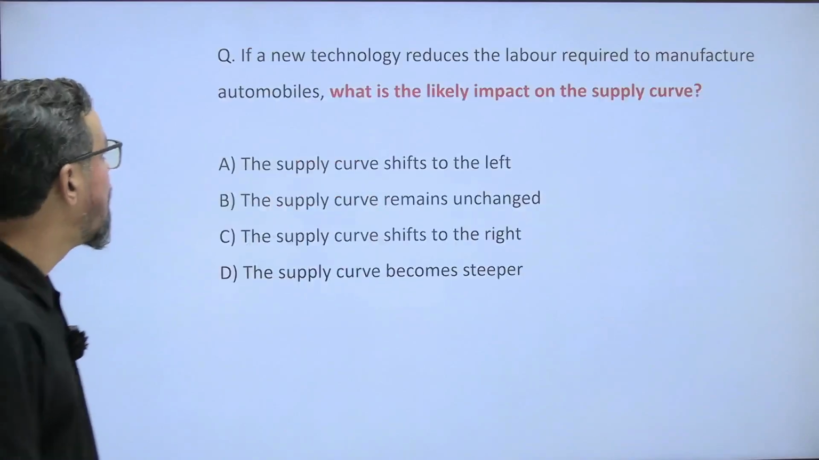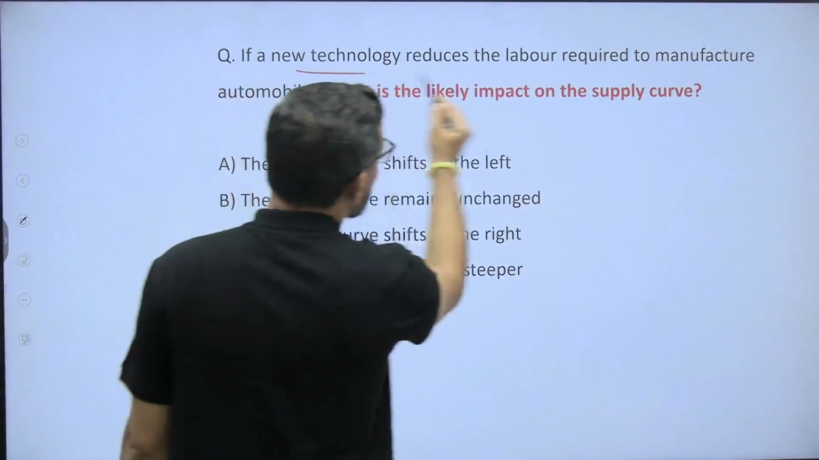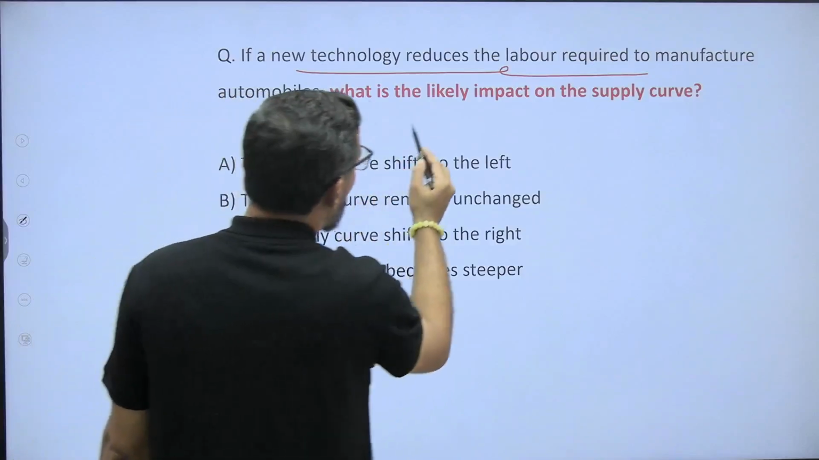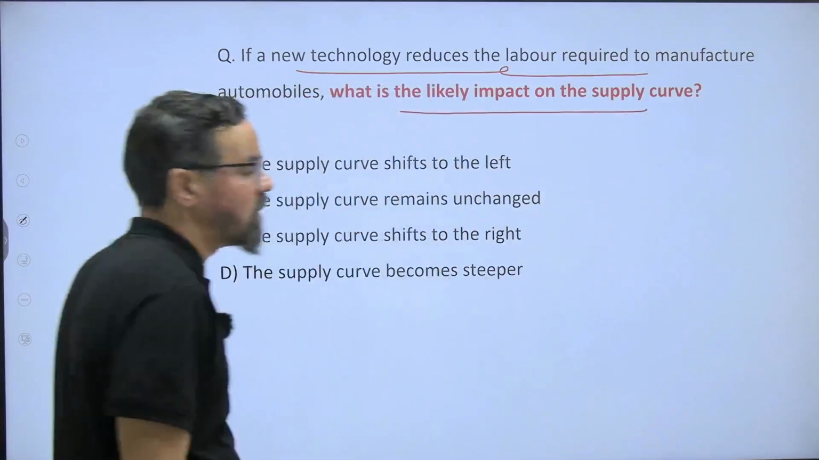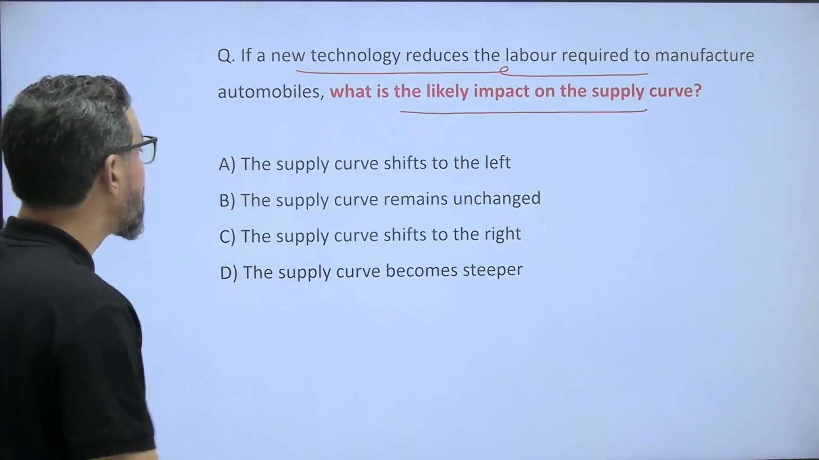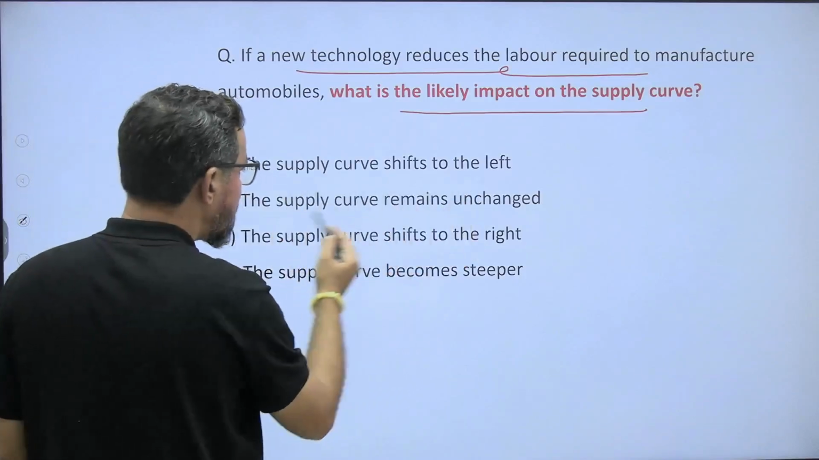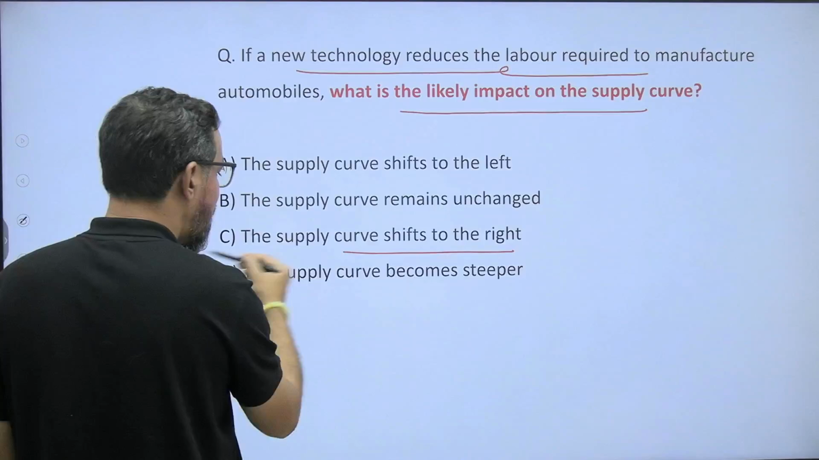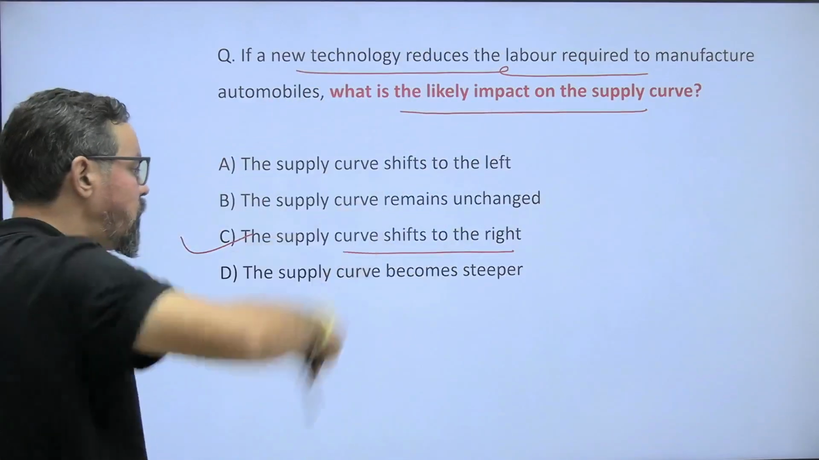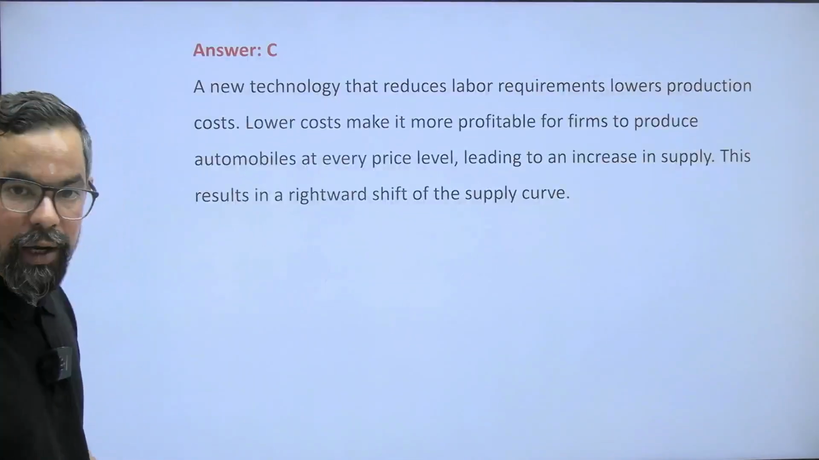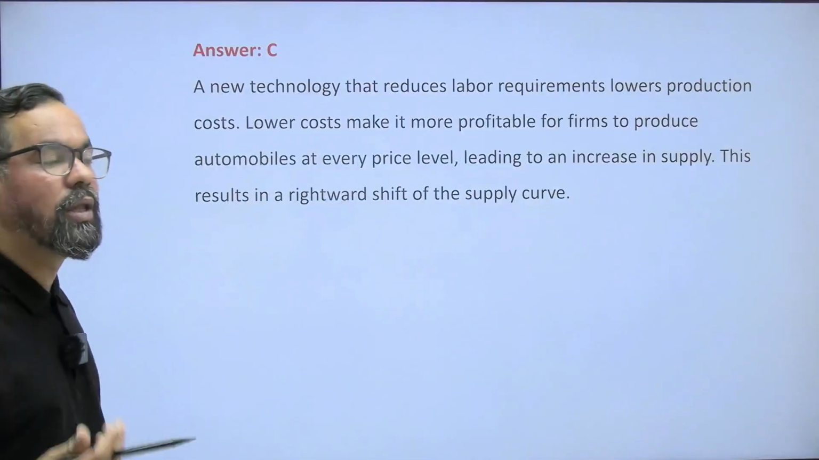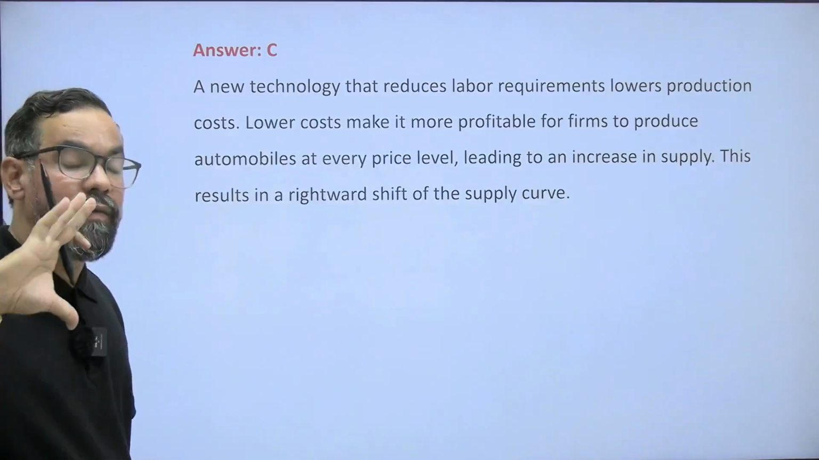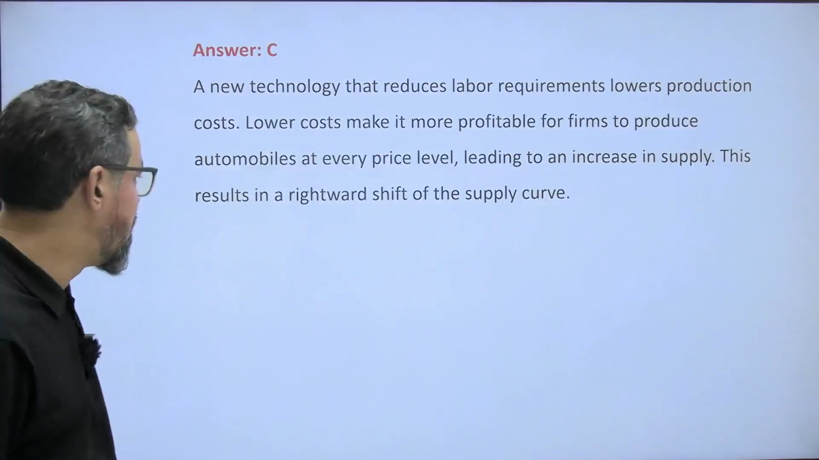Statement 2 was incorrect because an increase in input price raises production cost, leading to lower supply, right? Next one. If a new technology reduces the labor requirement to manufacture automobiles, what is the likely impact on the supply curve? Supply curve shifts to the left, unchanged, or supply curve shifts to the right? It will move right and upwards. So C will be the right answer, because they'll be able to sell the product with a higher profit margin, right?